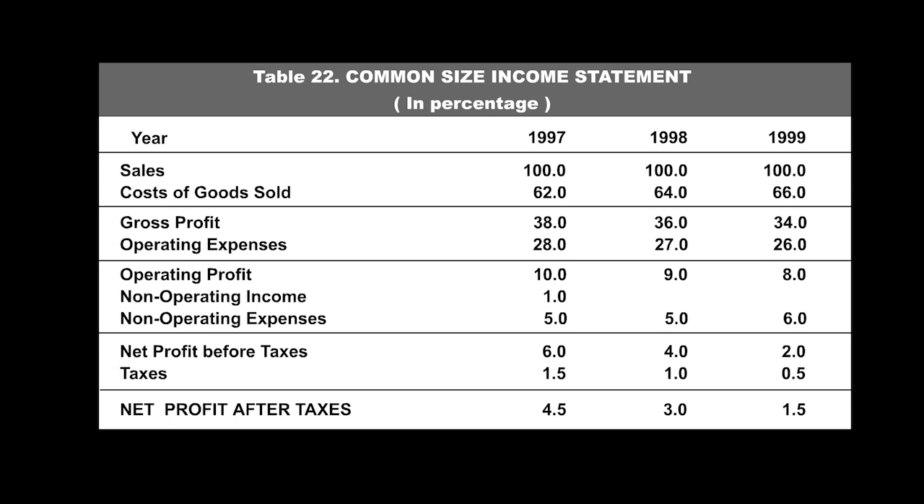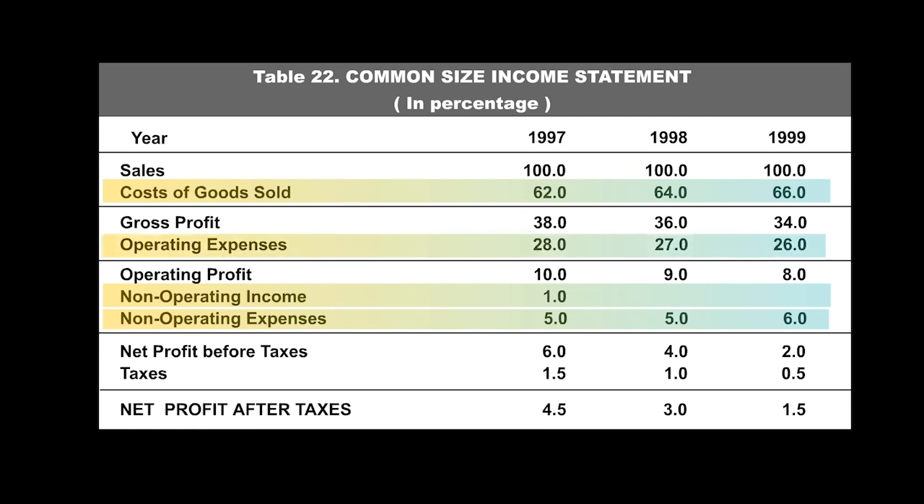From the common size income statement in Table 22, we can easily spot the culprits responsible for bringing the net profit percentage down from 4.5% of sales in 1997 to only 1.5% of sales in 1999. These culprits are the increasing percentage of cost of goods sold, the absence of non-operating income in 1999, and the 1% increase in non-operating expenses in 1999. However, operating expenses actually decreased by 2% during the same period, thereby cushioning the effect of the three culprits.